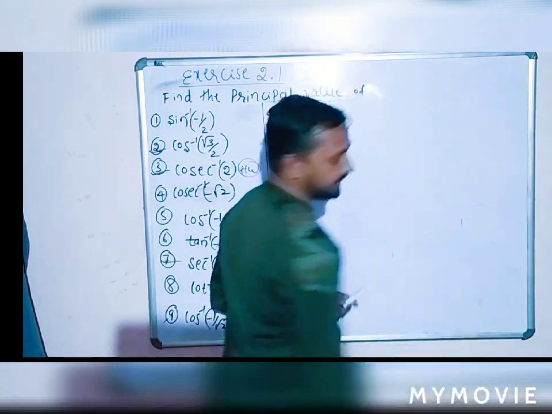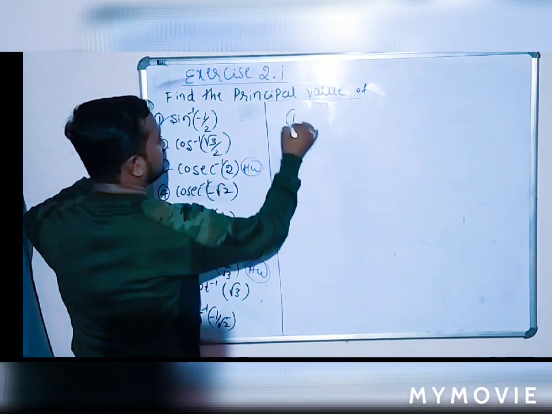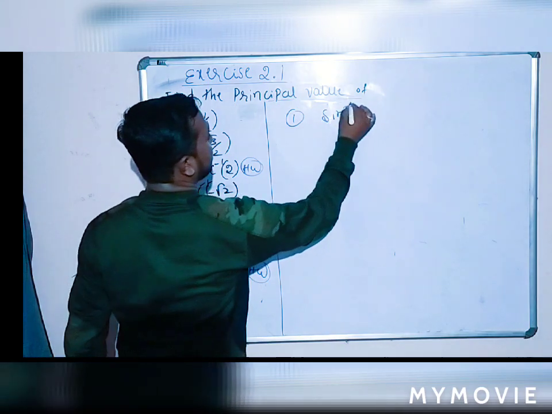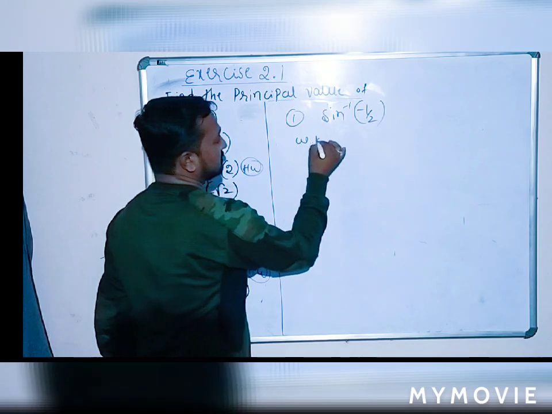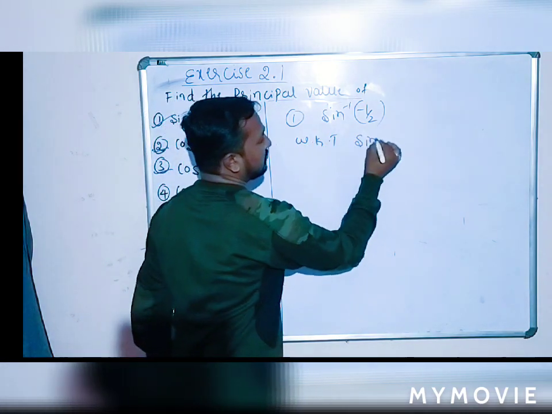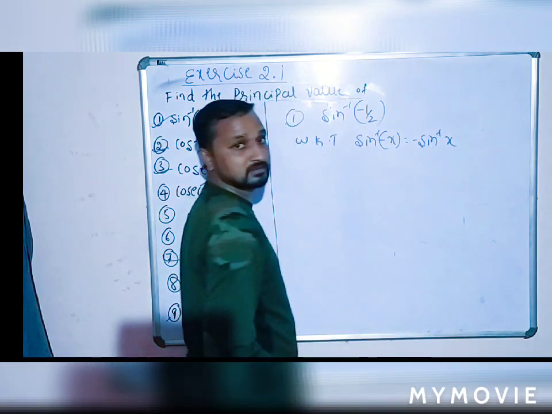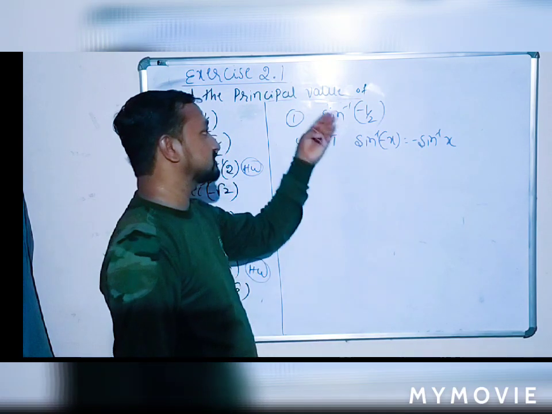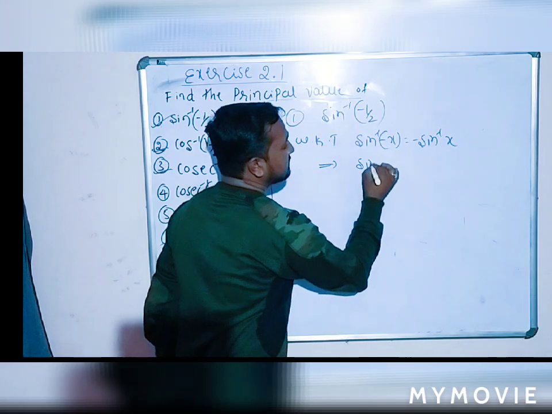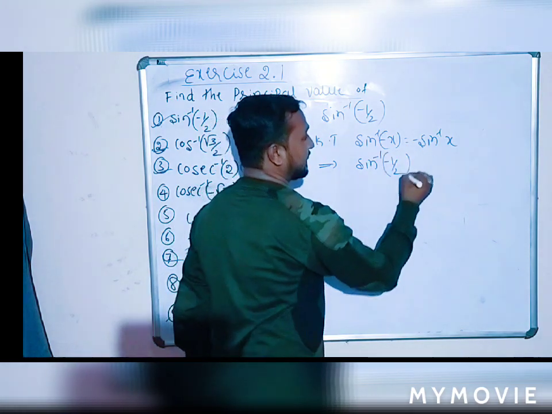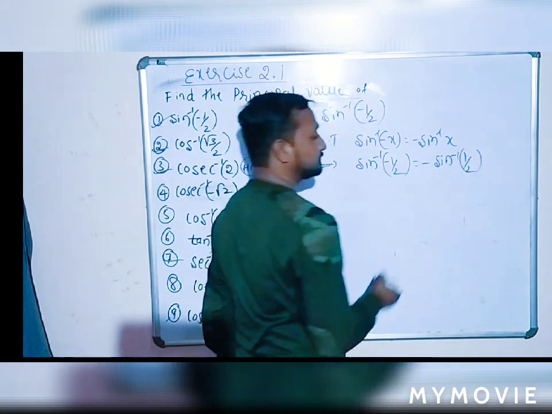What is that? First one, very simple. Sin inverse of minus 1 by 2. We know that sin inverse of minus x is equal to minus sin inverse x. Already we know the property in terms of sin. So in this example, sin inverse of minus 1 by 2 is equal to minus sin inverse of 1 divided by 2.